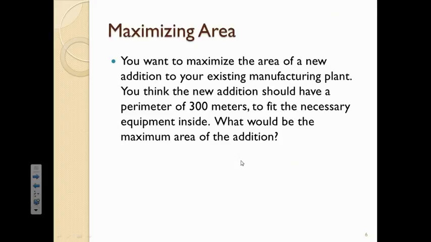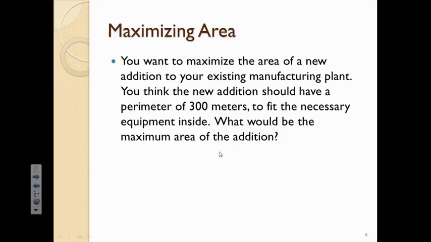Now, sometimes in business, especially in a smaller business, you may be called upon to actually work with area. Let's suppose that you were asked to find the maximum area for a new addition that you want to place on your existing manufacturing plant. Your boss tells you that the new addition should have a perimeter of 300 meters. The perimeter is all of the outside walls, so to speak. And that's how much you need to fit in the necessary equipment. What should the maximum area of the addition be?